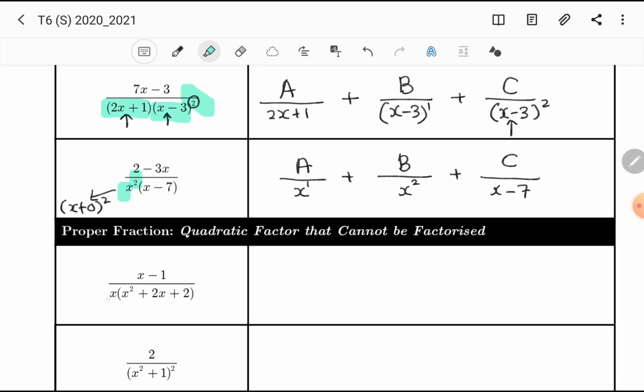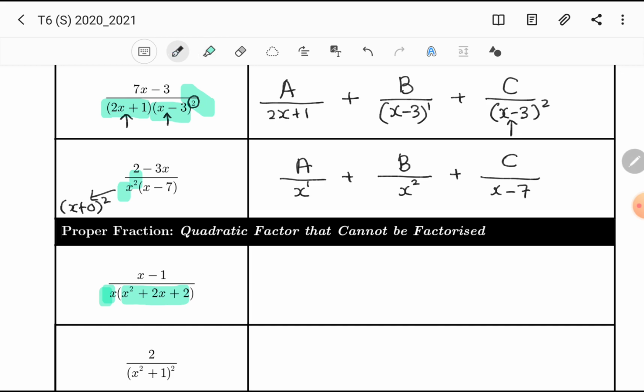Okay, awak tengok. First, kita ada x. X is a linear factor. Next, awak ada x squared plus 2x plus 2. Cuba awak tekan kalkulator. Boleh factorize ke tak? Apa maksud boleh factorize? Kalau kita tekan kalkulator, kita dapat nombor yang cantik. Kalau kita dapat I, kita dapat cert yang pelik-pelik, point yang panjang-panjang, non-stop. Okay, itu bermaksud dia cannot be factorized.